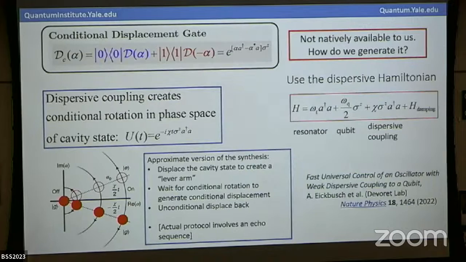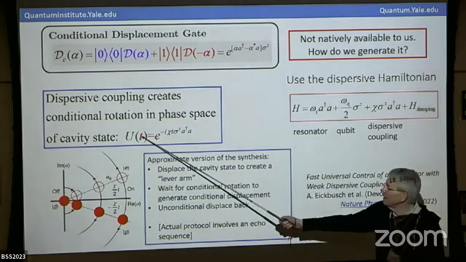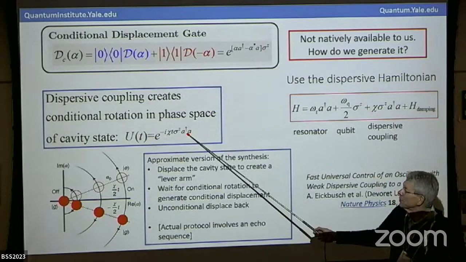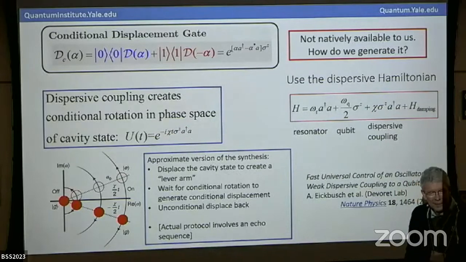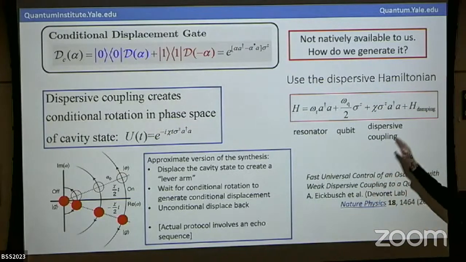Okay. So how do you do this? I mean, it's not natively available. How do we generate it? Well, we're going to use this dispersive interaction that I talked about. Here's the experimental reference. And roughly speaking, I'll just explain in words what happens. What does this term in the Hamiltonian do if you have evolution under that in the interaction picture? E to the I theta A dagger A is a rotation in phase space.